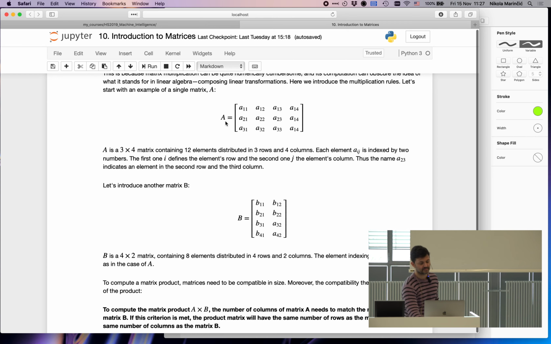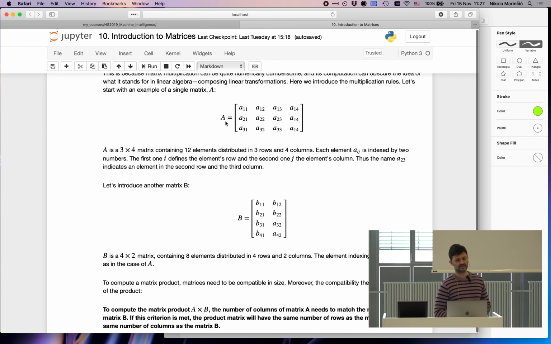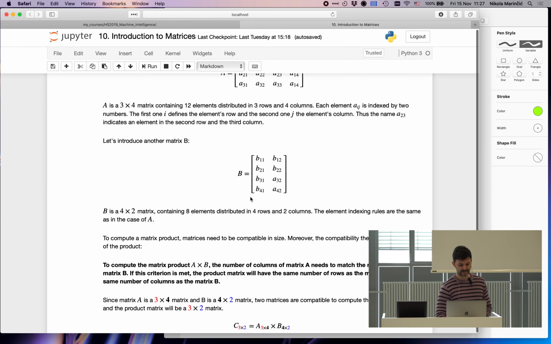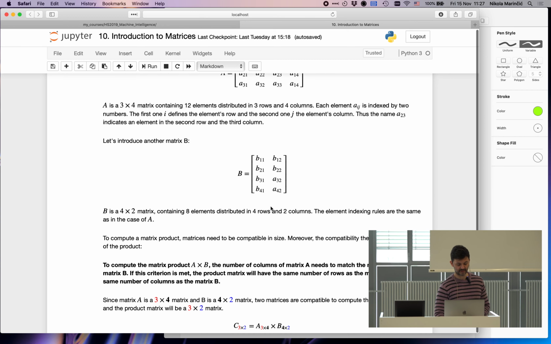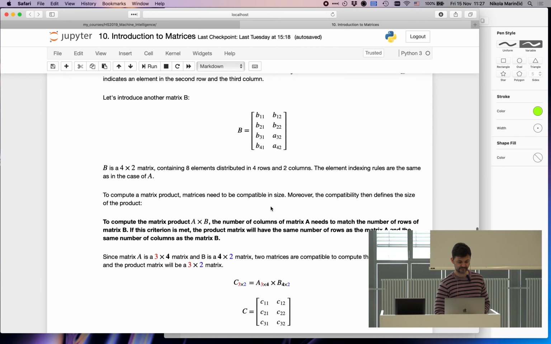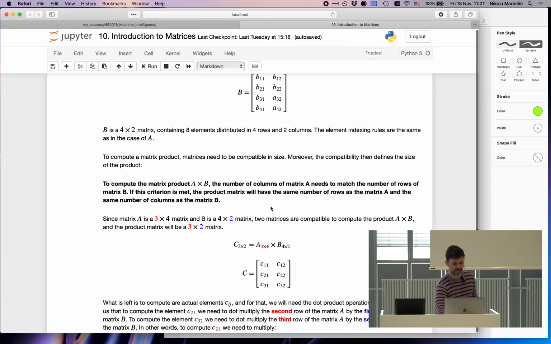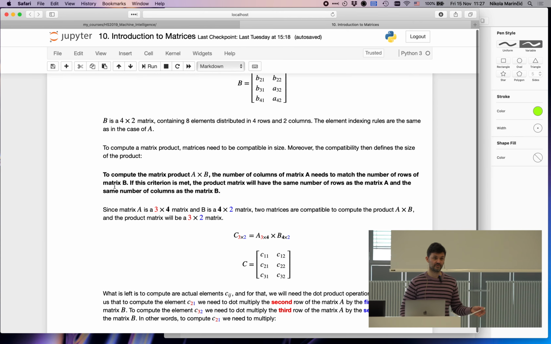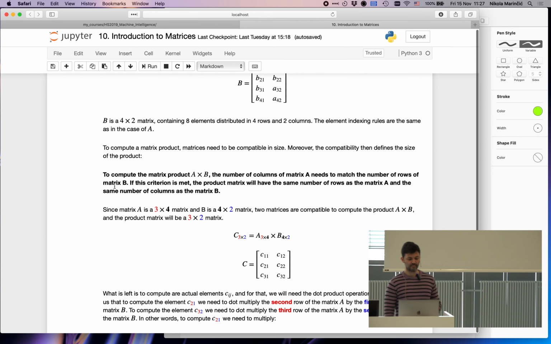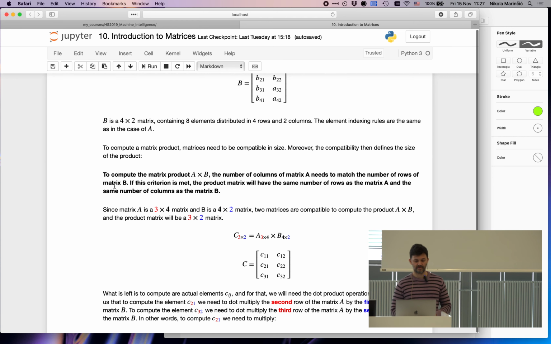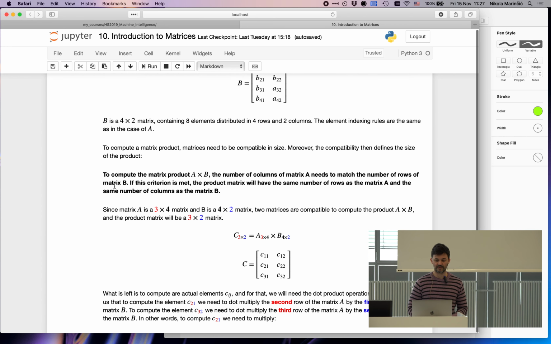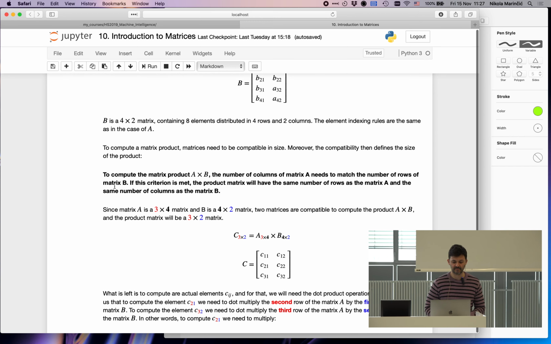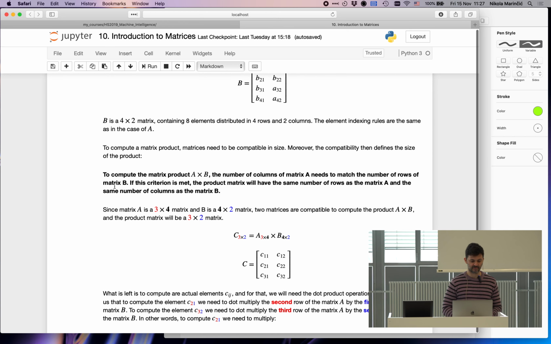Okay, A is a matrix which has three rows and 4 columns, so it's a 3 times 4 matrix. And B is a matrix which has 4 rows and 2 columns. In order to compute them, they need to be compatible in size. And here it says, this is the rule. Of course, you're not going to remember the rule. I will show you how it really works. To compute the matrix product A times B, the number of columns of matrix A needs to match the number of rows of matrix B. If this criterion is met, then the product matrix will have the same number of rows as the matrix A and the same number of columns as the matrix B.